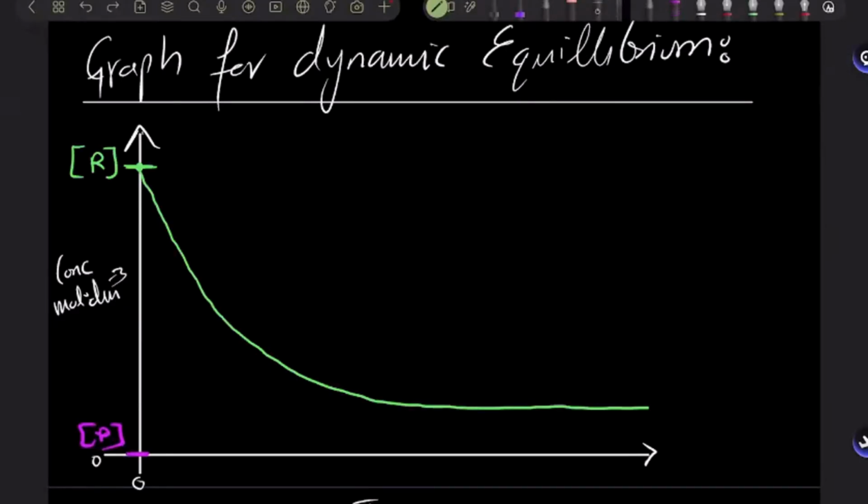Same goes for the product. The product was zero initially. As the reactants were decreasing, they were converting into what? Into products. So initially, a lot of product was being formed, right? A lot of product was being formed, and then it started to form less product per unit time as more reactants converted. And then the product's concentration also became what? Constant, right?